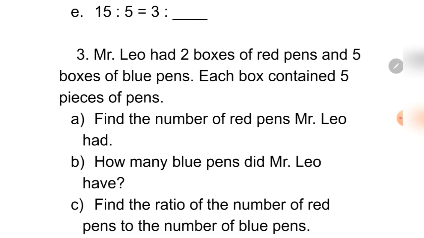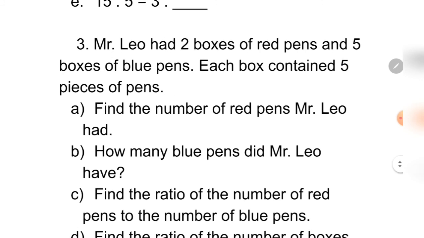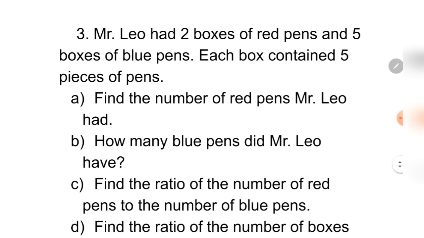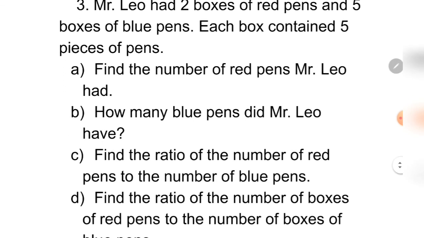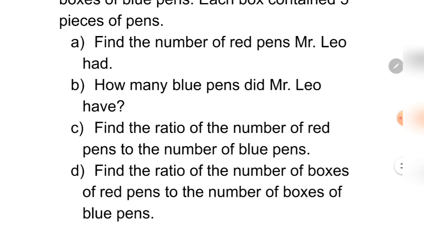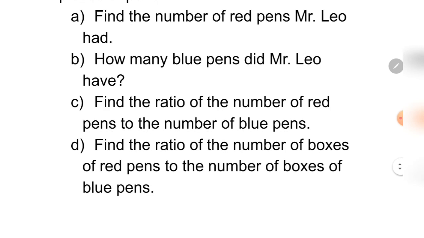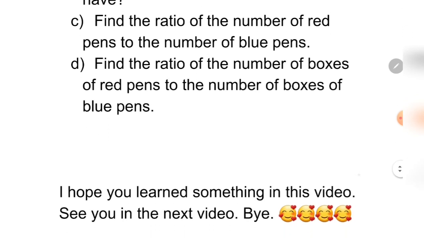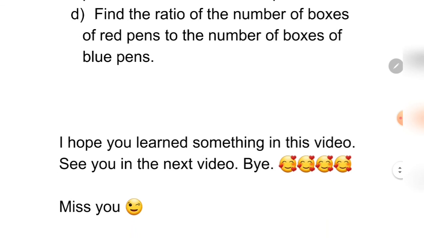Mr. Leo had 2 boxes of red pens and 5 boxes of blue pens. Each box contained 5 pieces of pens. Find the number of red pens Mr. Leo had. How many blue pens did Mr. Leo have? Find the ratio of the number of red pens to the number of blue pens. Find the ratio of the number of boxes of red pens to the number of boxes of blue pens.